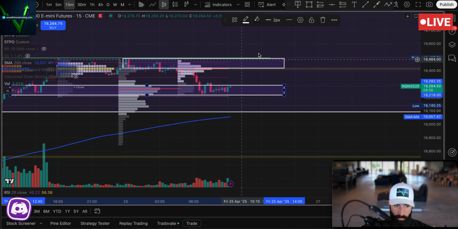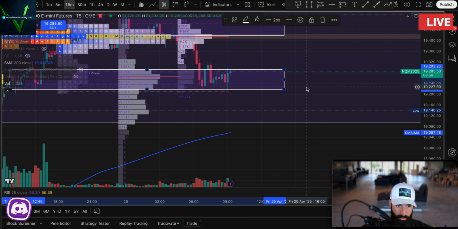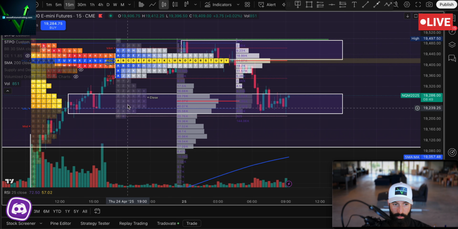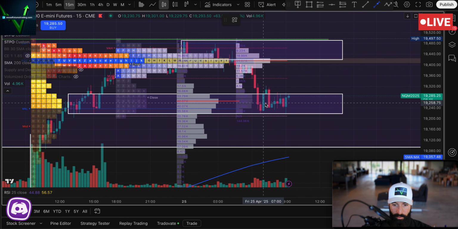This is the in blue. We can see the night profile. I'm going to expand it as well in order for us to see it as well. So even in the night profile, we can see some kind of a double distribution day, and we can see how still the price lands on the low value area of the previous day.